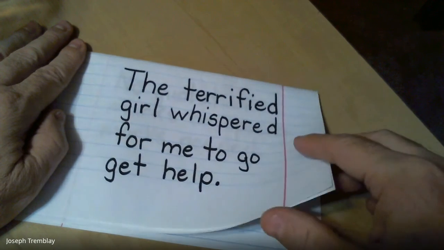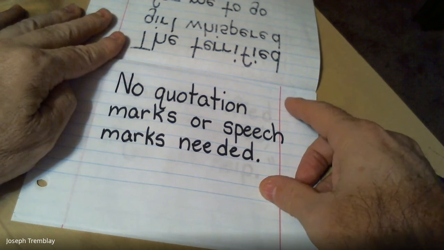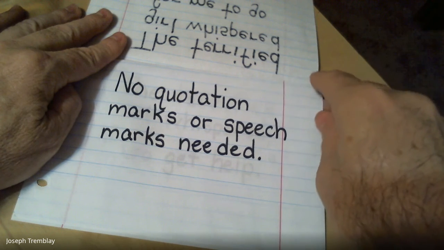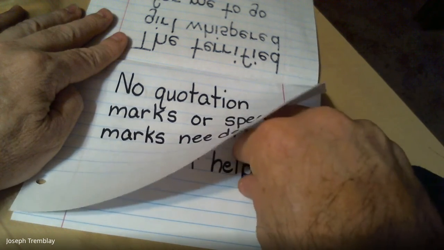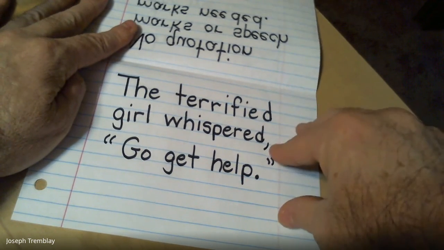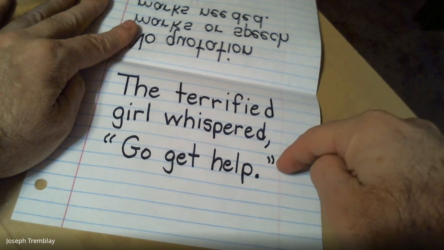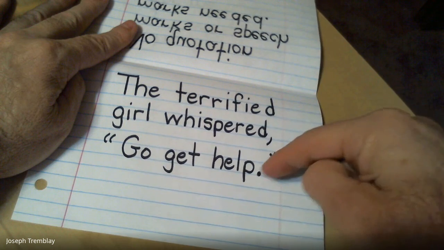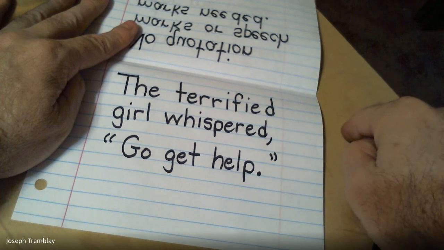So, no, I don't need quotation marks here because this is once again indirect. That's not what they were saying. Direct means what they said directly to me. And what did the girl say directly to me? The terrified girl whispered, comma, quotation marks, go get help, close quotation marks. Notice my period is inside, tucked inside of the quotation marks. And the comma comes right after my speaker tag.